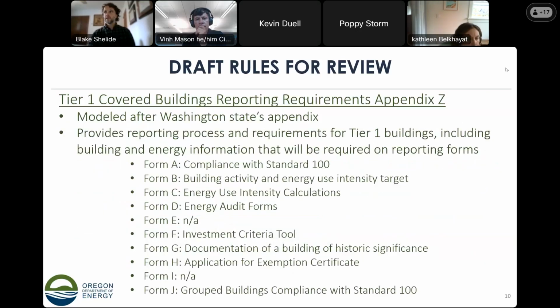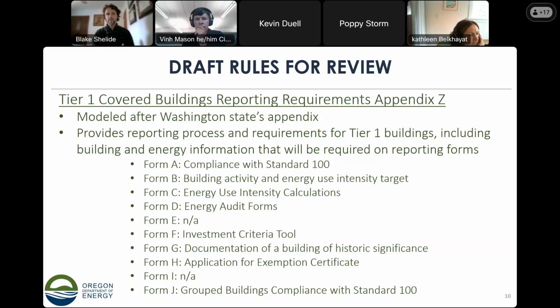So just to cover what else is out there in the draft rules for review, we have the Tier 1 covered buildings reporting requirements appendix. It's been modeled after Washington State's appendix, and it provides the reporting process and the requirements for Tier 1 buildings, including building and energy information that will be required on their reporting forms when compliance time comes. There's a variety of forms. Form A provides an opportunity for the building owner to document which pathway they're using for compliance with the standard. Form B allows a calculation of building activity, and provides a format for calculating the energy use target. Form C is for energy use intensity calculations and so on.